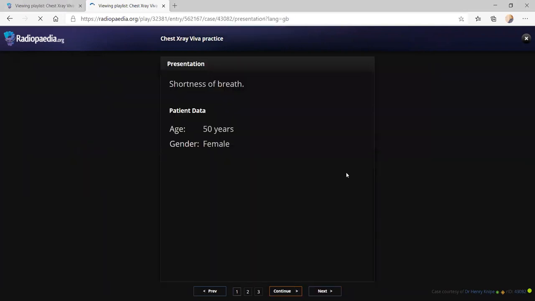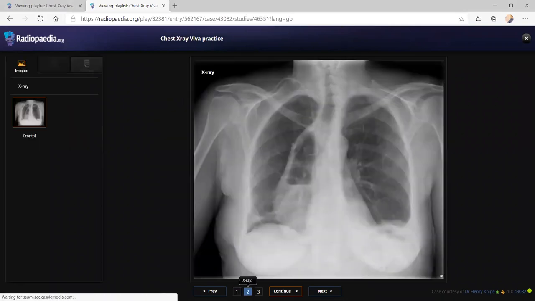Shortness of breath, 50-year-old female. Okay, I'm provided with a frontal chest radiograph, 50-year-old female, shortness of breath. I can see there is a central line in C2 with the tip at the cavoatrial junction. So I think it is properly positioned.